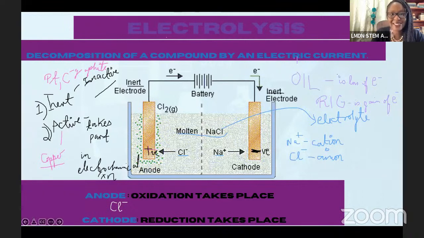And that's exactly what we mean when we say at the anode, oxidation, which is the loss of electrons, takes place. So it's going to lose that electron that it had gained, and it's going to go back to its native state where it's neutral. And that's that chlorine, that diatomic chlorine that's going to form that gas, right?